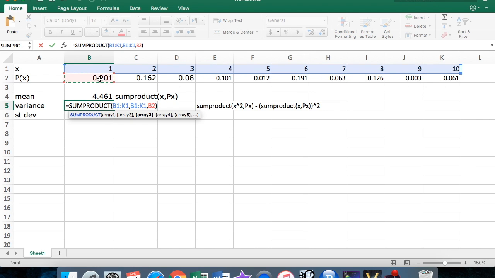Now highlight your P of x. And voila, there you go. So now, oops, there we go. Okay, so that's the first part. So now you need to do the next part.